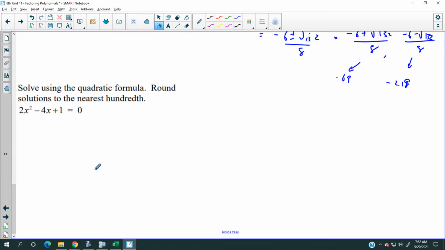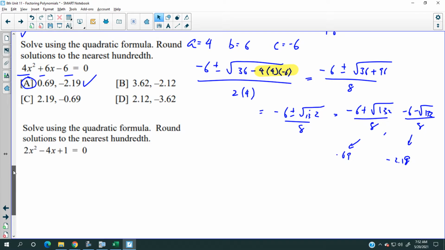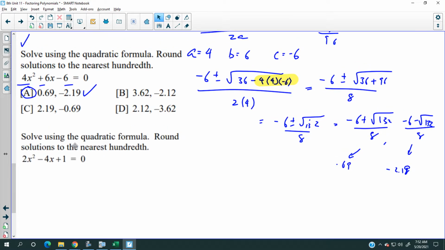Now, here's what I'm gonna do. I'm gonna bring this up a little bit, and I want you to try this one on your own, all right? I want you to get some practice with decimals. So when you come back, I'll show you the work and show you the answer, just to save a little bit of time, okay? All right, so press pause right now.